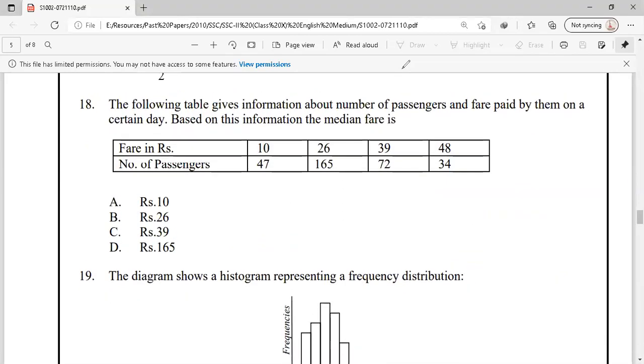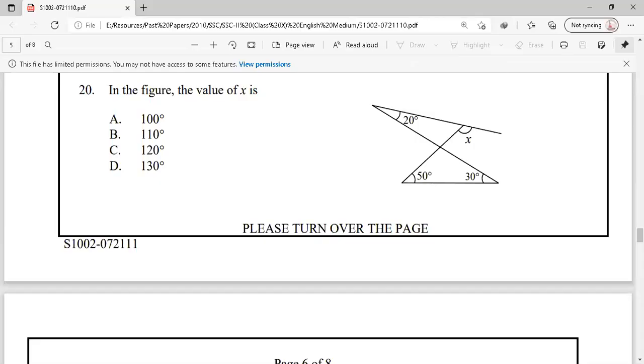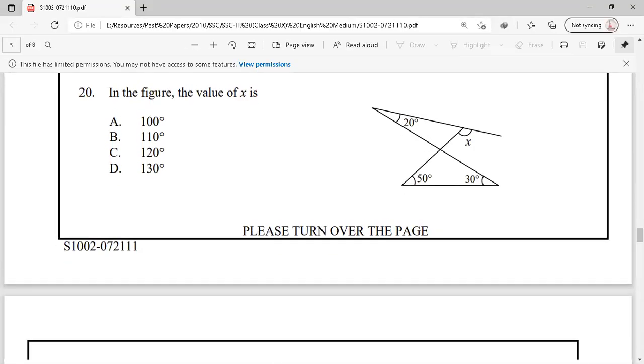Then let's come to question number 18. The following table gives information about the number of passengers and the fare paid by them on a certain day. Based on the information, we have to find the median fare. Then we have question number 20, and we have to find the value of x in this question.